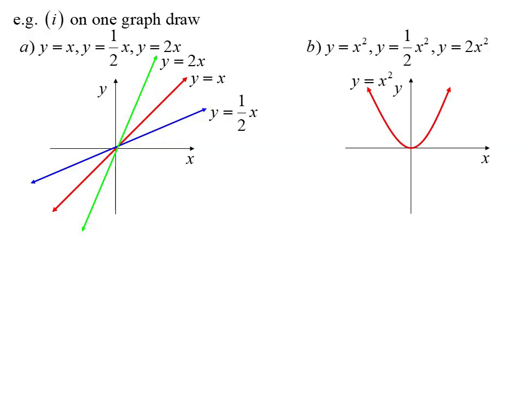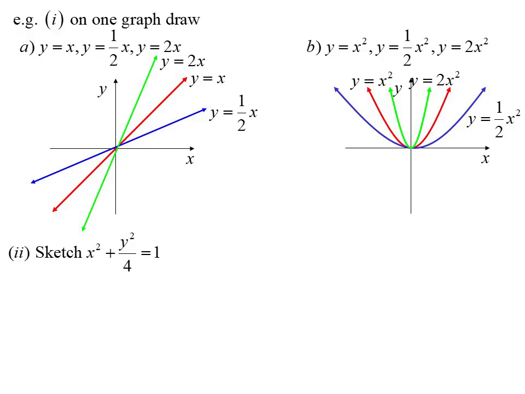It doesn't have to be just lines, any curve. So I could do the same thing with the parabola. You've got y equals x squared, y equals half x squared. I'm pulling it out, it becomes a shallower graph. Whereas y equals 2x squared becomes a steeper parabola.